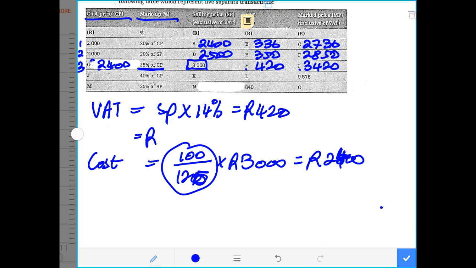Then now we go to the next one. And in the next one it is also very important to first note, what are you given?